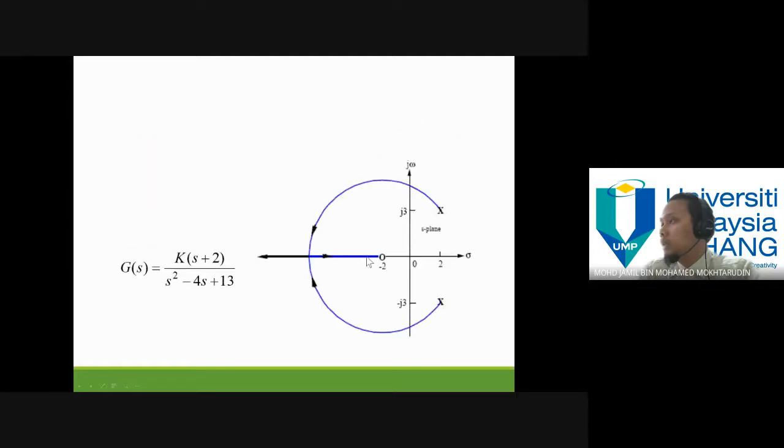And this is the final plot of the root locus. Okay. So one branch will go to the zero and the other branch will go to infinity. Okay, any question before we go to tutorial?